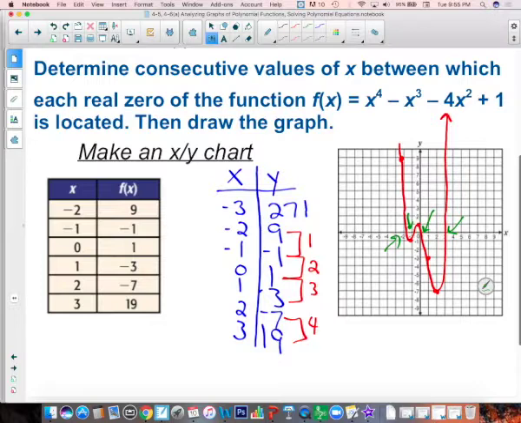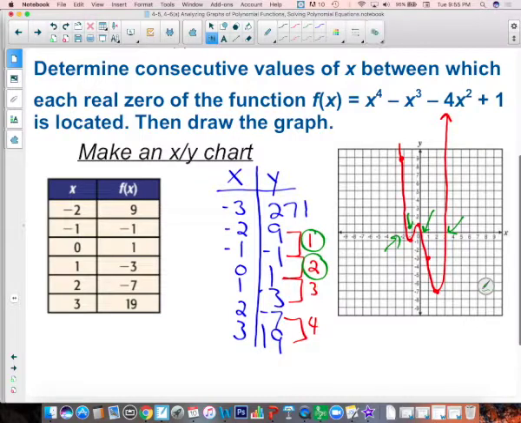Okay? So you would say for your answer that the first 0 lies between -2 and -1, because you're going to look at the x values, because zeros are x values.